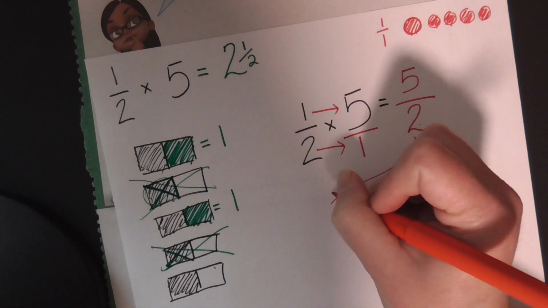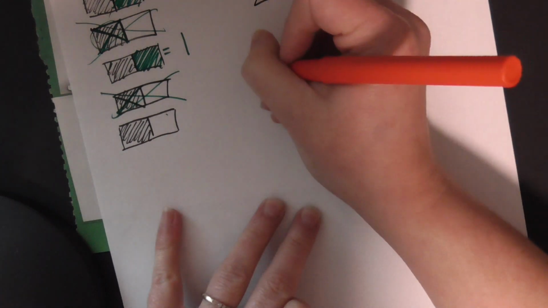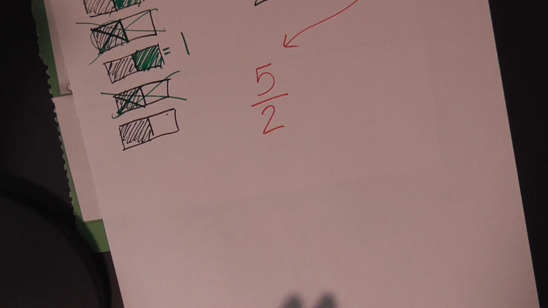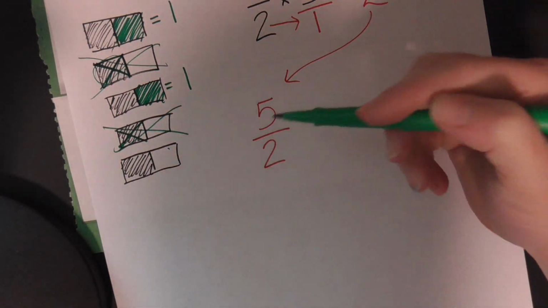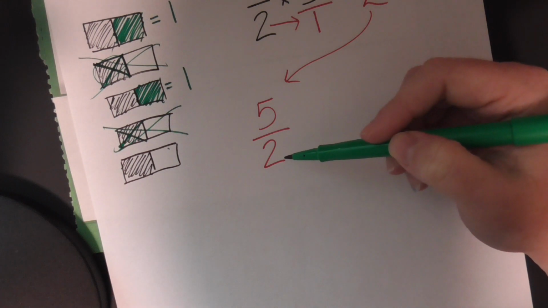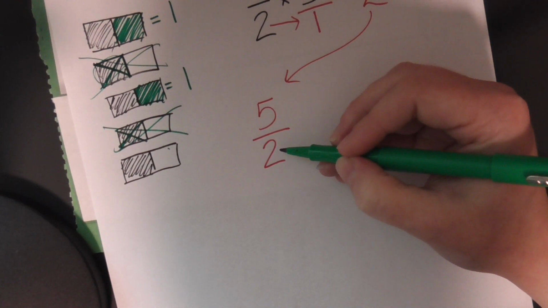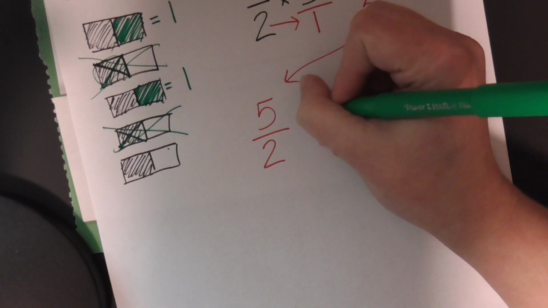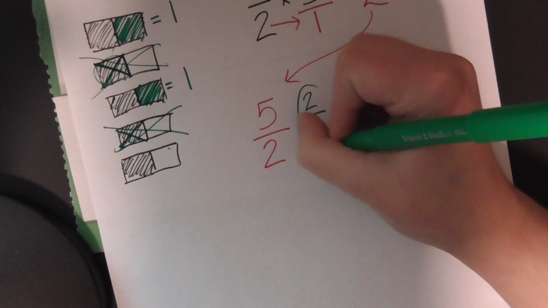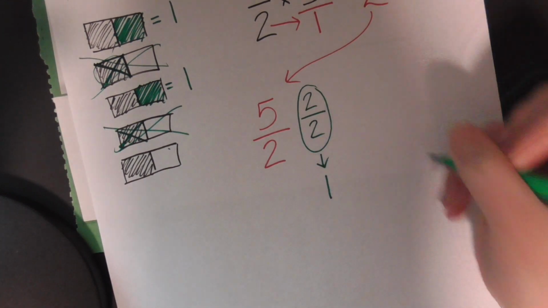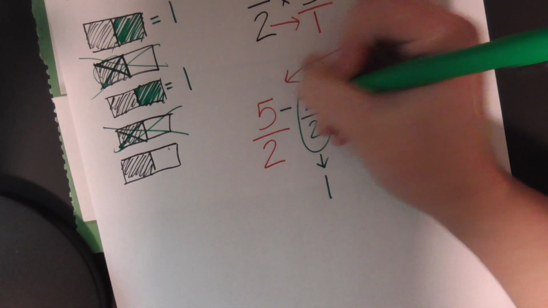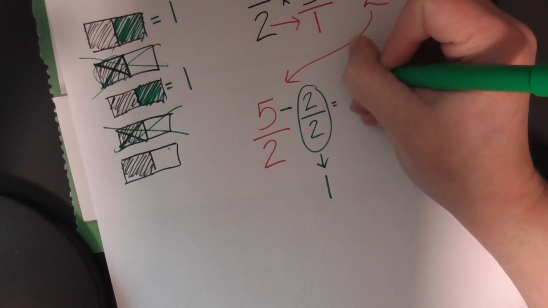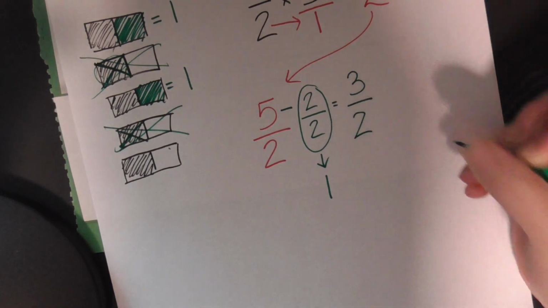And if we bring this down here, I needed a little bit more space, so I brought it down here. If I'm trying to pull out wholes because I know that this top number is larger than my bottom number, the number that I have to pull out is 2, 2 because of this 2 on the bottom. So 2, 2, that is 1 whole. And all I have to do is subtract. 5 minus 2 equals 3, and my bottom stays the same.